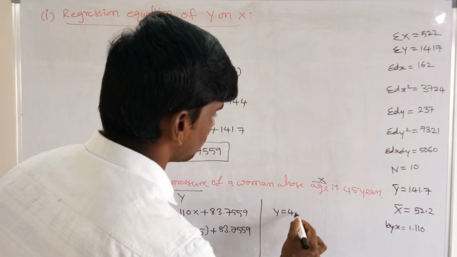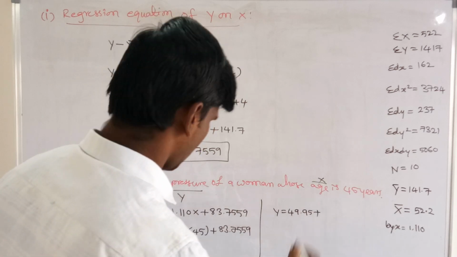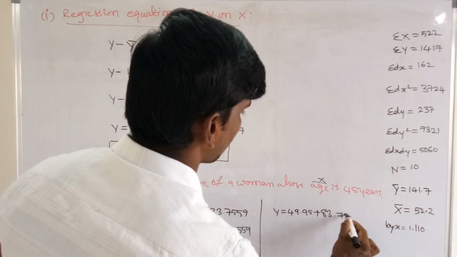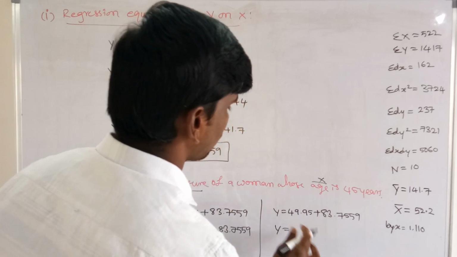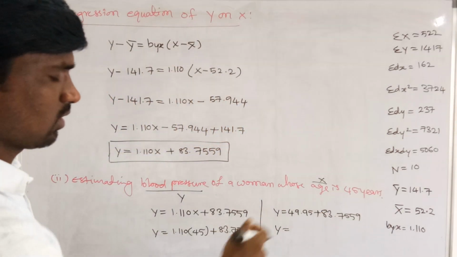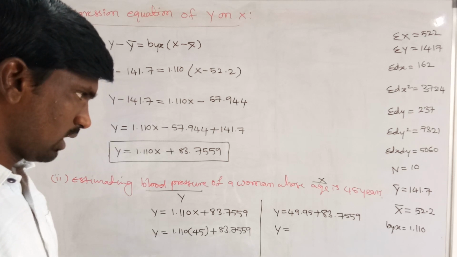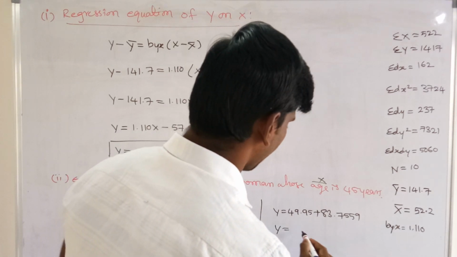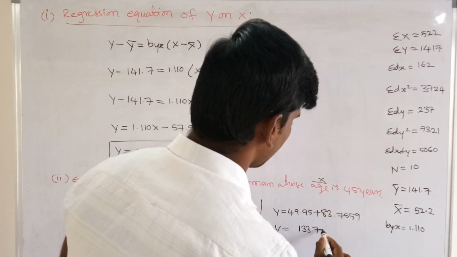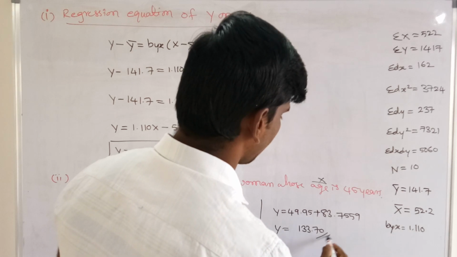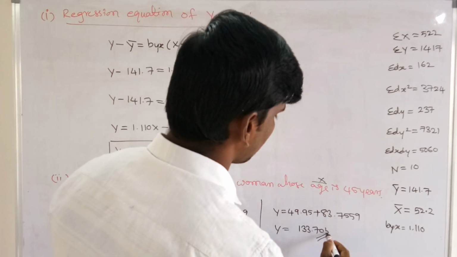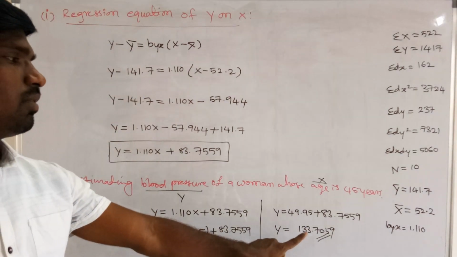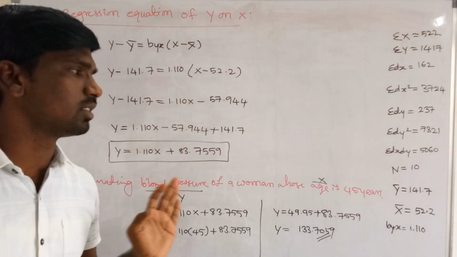So Y is equal to 49.95 plus 83.7559. Then Y is equal to the sum of these two values, that is 133.7059. This is the estimated blood pressure of a woman whose age is 45 years.